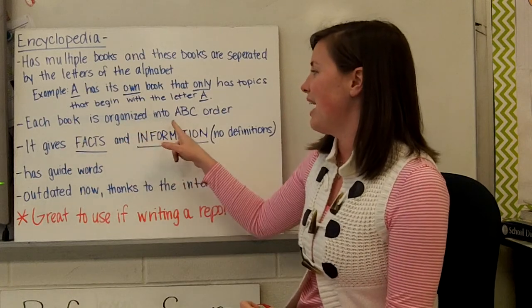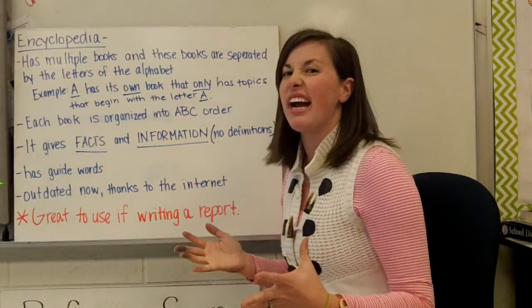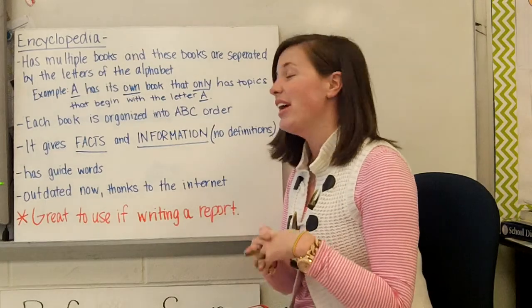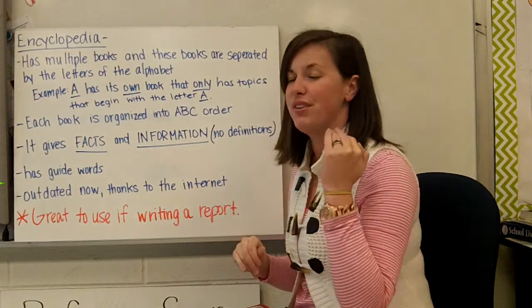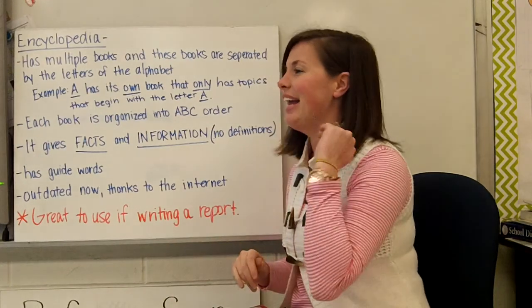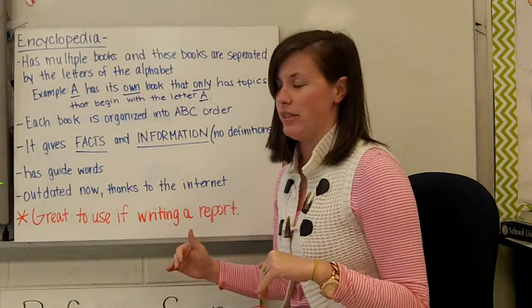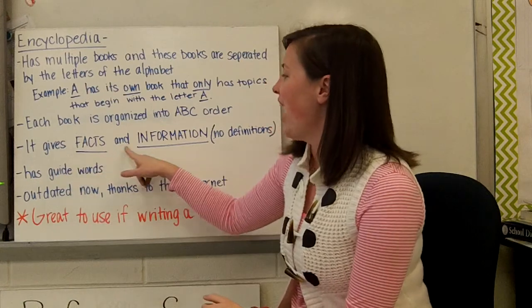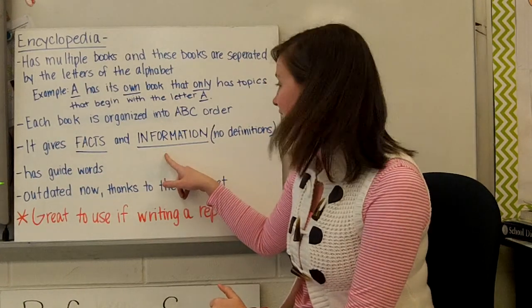Each book is organized into ABC order. Just like all other reference sources we've talked about, it's organized in ABC order. If you're looking at the A book, it's going to start with the first word that begins with the letter A, and it's going to go all the way to the last one. It gives facts and information. Remember, that's the important part.